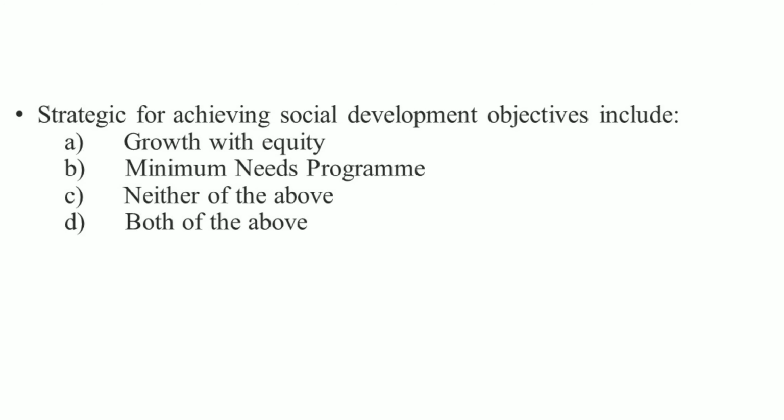So the last question for today's session, strategies for achieving social development objectives include option A, growth with equity, option B, minimum needs program, option C, neither of the above, and option D, both of the above. Right answer is option D, both of the above, which means strategies for achieving social development objectives include growth with equity and minimum needs program.